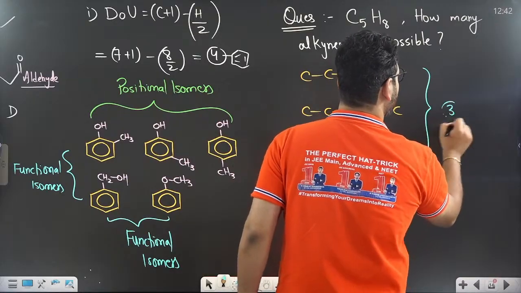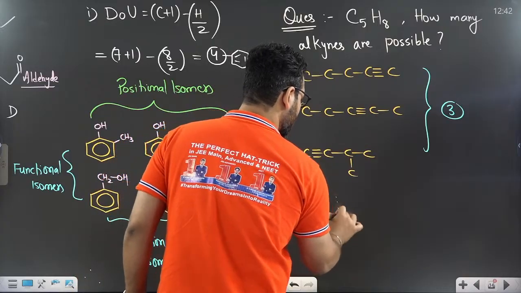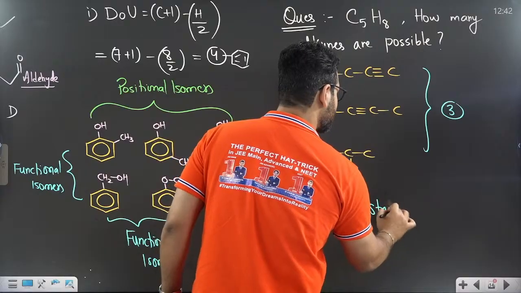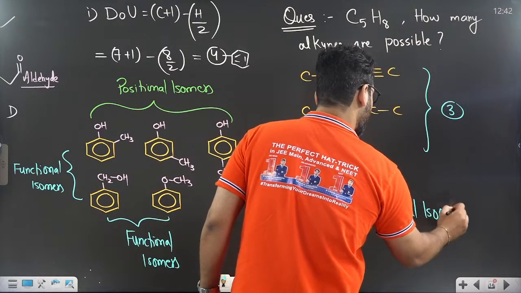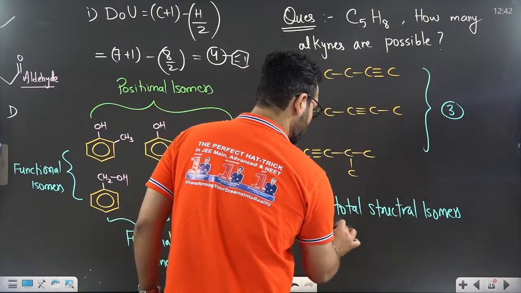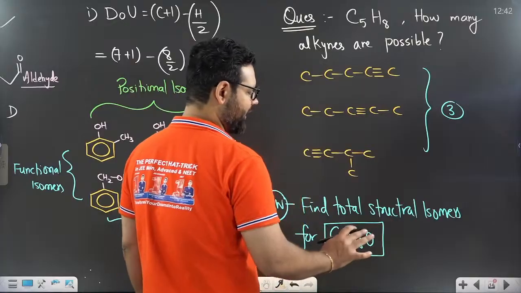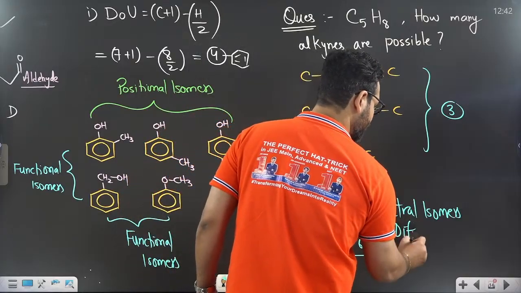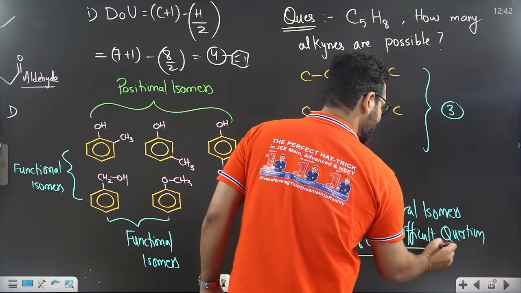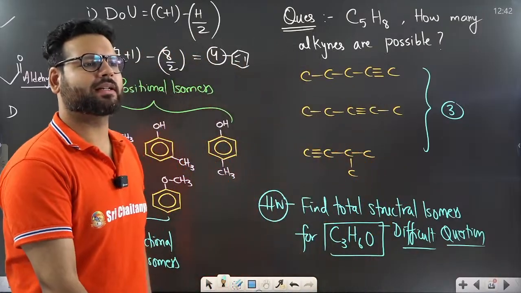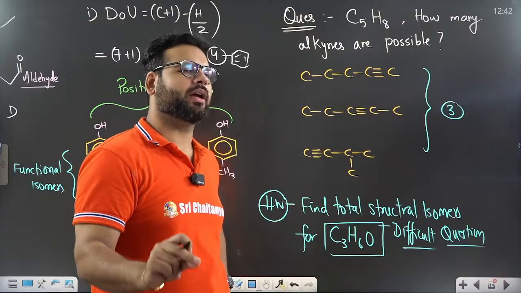Answer is 3. Now your homework is a little long one. Find the total structural isomers for C3H6O. Give it time. It will take a little bit of time. It is a difficult question. So give it time. C3H6O, I want you to tell me in total how many structural isomers you are able to get.